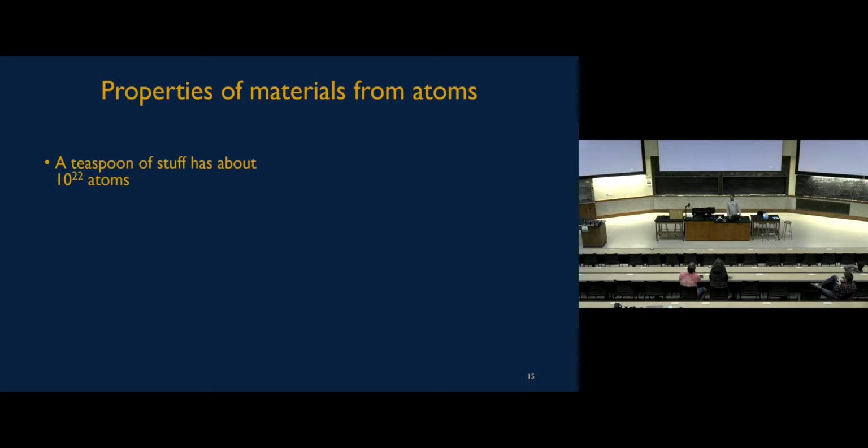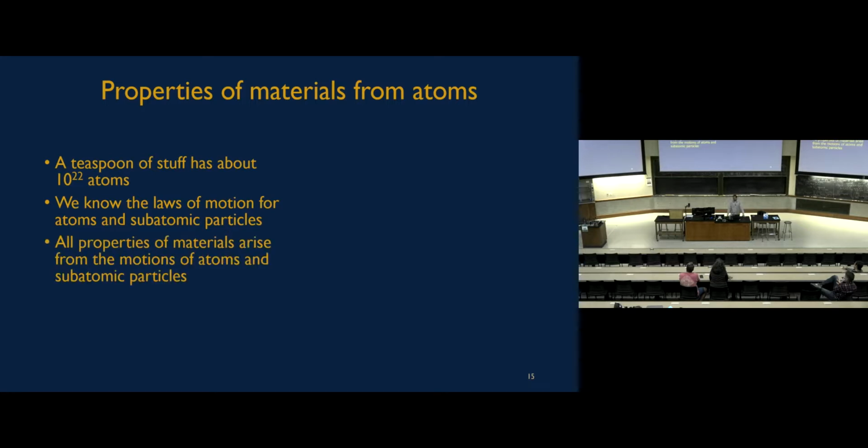So now let's go on to our goal, figuring out how materials work from how atoms work. And that presents some challenge. For example, a teaspoon of any stuff, like water, salt, sugar, has about 10 to the 22 atoms. That's billions and billions and billions of atoms. And we need to work out how the collection of such an enormous number of atoms will behave based on what we know about how single atoms behave.